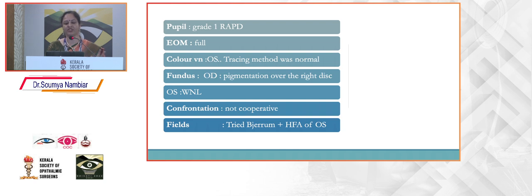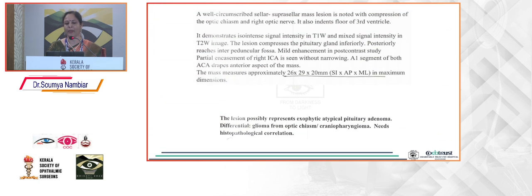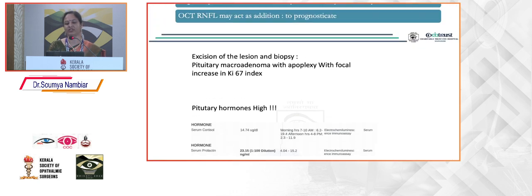Confrontation was not cooperative, so I did a field test with the Berams. This is the old one. I did not know whether he would be cooperative. But you can see that in the right side field there is some field loss. Somehow he cooperated for that. And I did an MRI after that. It was an exophytic atypical pituitary adenoma, and it turned out to be an apoplexy in a pituitary macroadenoma, and his hormone levels were also very high.